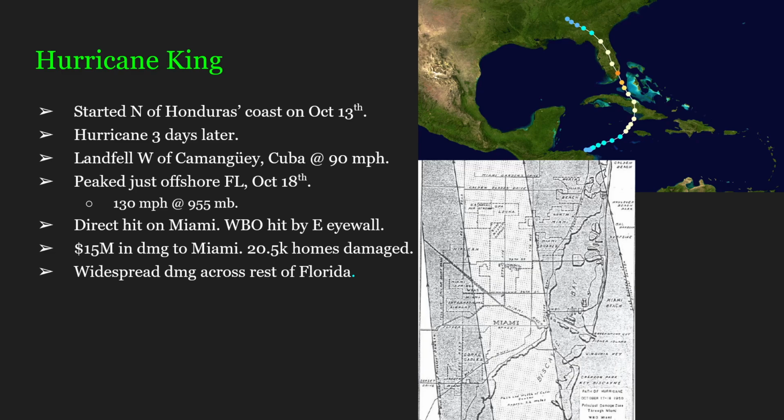Just to Miami alone, King caused $15 million in damage and damaged 20,500 homes. King would continue to path straight through Florida, which caused widespread damage throughout, as you can imagine, the rest of Florida. King caused 11 direct deaths, as well as a total of 32 million US dollars in damage.